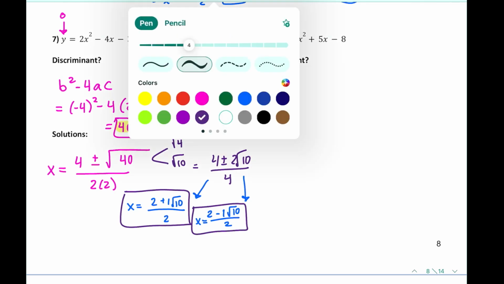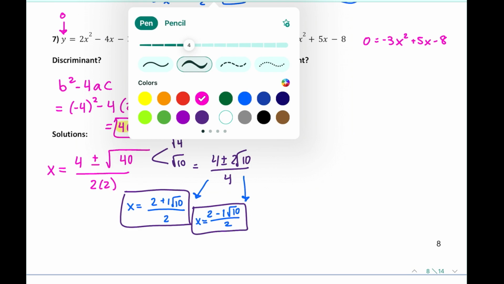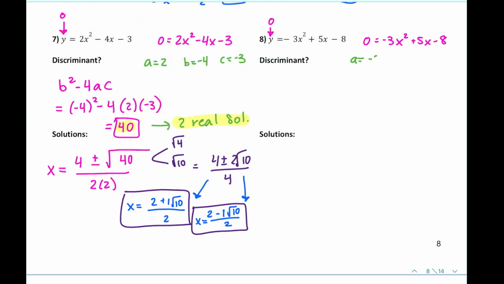So again, on number 8, we're gonna set y equal to 0. 0 equals -3x squared plus 5x minus 8. Then I need each a, b, and c value. So a is -3, b is 5, c is -8. I can find the discriminant now. So b squared minus 4ac is going to be 5 squared minus 4 times negative 3 times negative 8. So I can find that value, which is going to be negative 71.